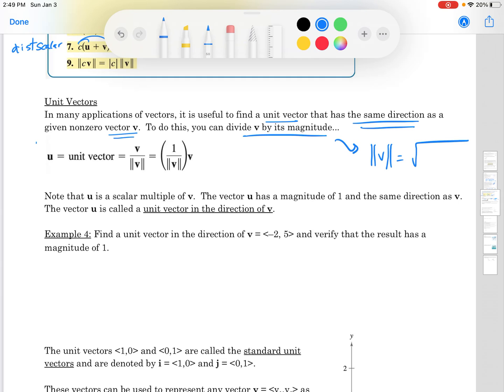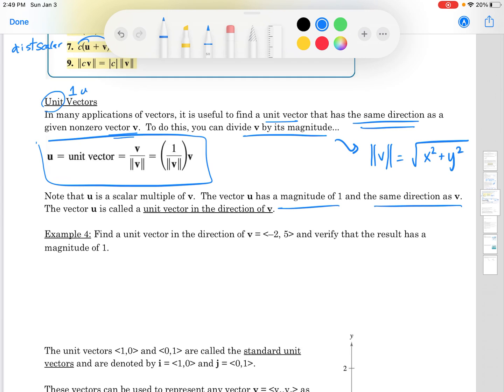If you want to call them a and b, or x and y, whatever you want to call them, it's x squared plus y squared. Okay. So we're going to use this formula where we are just dividing by that magnitude. What we want to know is that u is a scalar multiple of v, and that it's going to have the same direction but a magnitude of 1, hence the name unit vector. That just means one unit, just like unit circle.